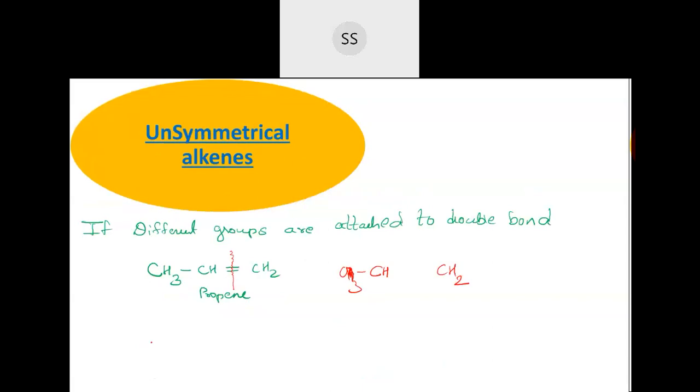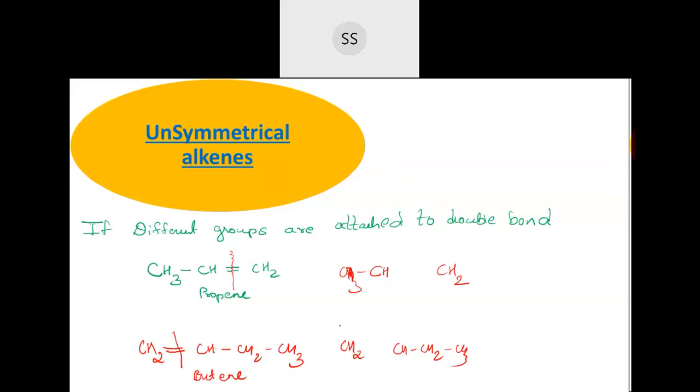I can take another example. This compound is butene: 1, 2, 3, 4 carbons, with a double bond between the first and second positions. So if I break here, I will get CH2 on one side, and on the other side I will get CH and CH2CH3. Different fragments, so that means it is unsymmetrical.